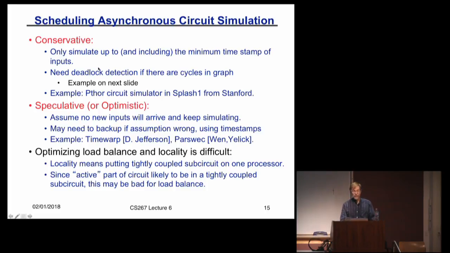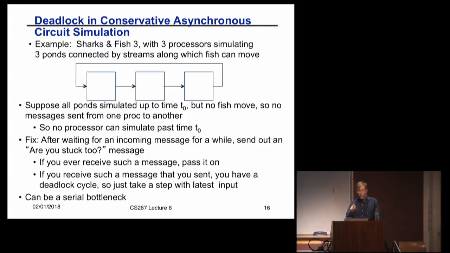But let me go back and say how you could have a deadlock in this conservative case, and what the algorithm is to fix it. To keep it really simple, let me suppose I just have 3 processors, and they're connected in a ring, and events can only go counterclockwise, following those arrows. Suppose that all the processors are simulating, and they all get up to time t0, and they all know their neighbors are up to time t0. Nobody can go past time t0. Everybody's waiting for somebody else. So what do you do about that?